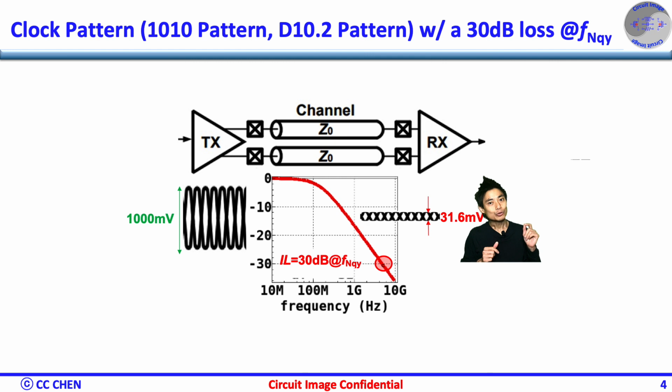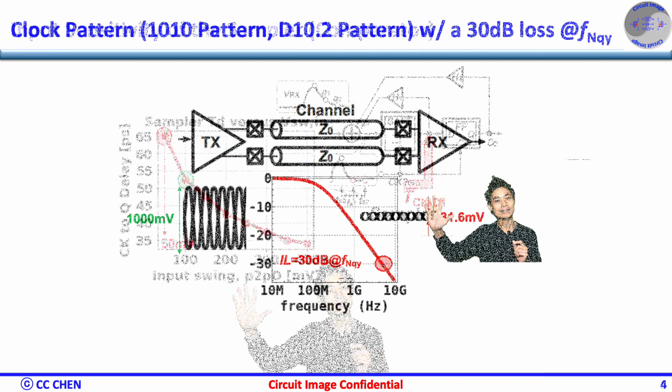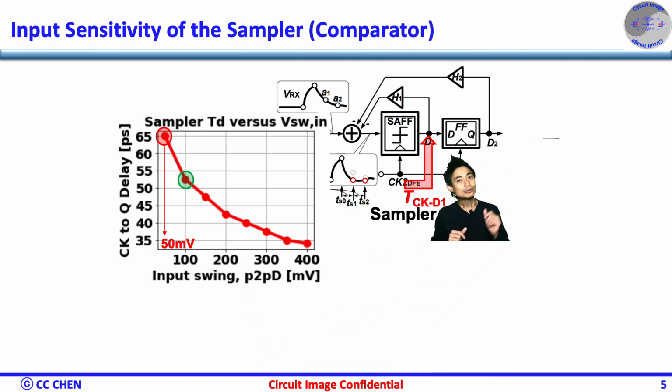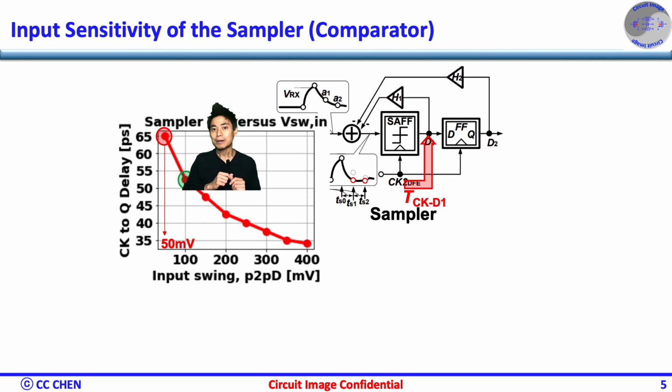The AC gain requirement would translate to whether the 31.6 mV is good enough. Think about the image of the RX sampler's input sensitivity for 5 seconds. Bingo! The input sensitivity image of the 10 gigabit per second sampler shows that the clock-to-Q delay is 65 picoseconds with the 50 mV input, and the clock-to-Q delay will violate the 10 gigabit per second timing for an input swing of 31.6 mV.